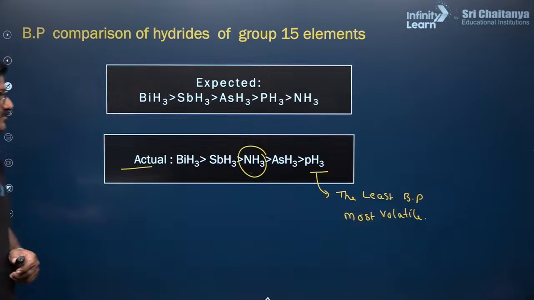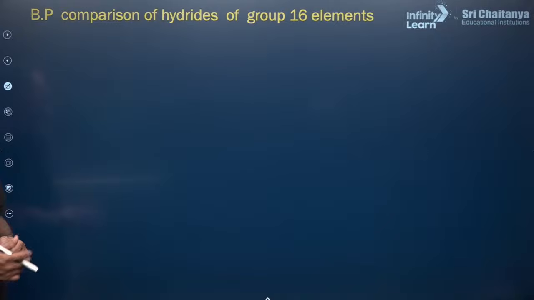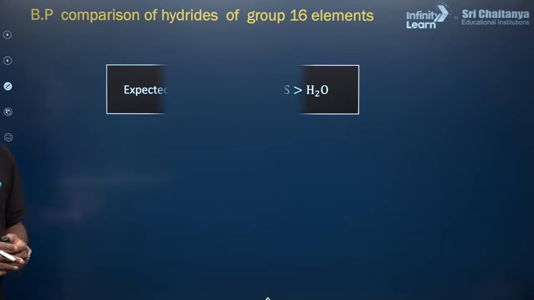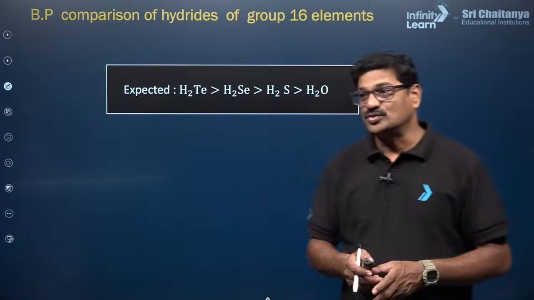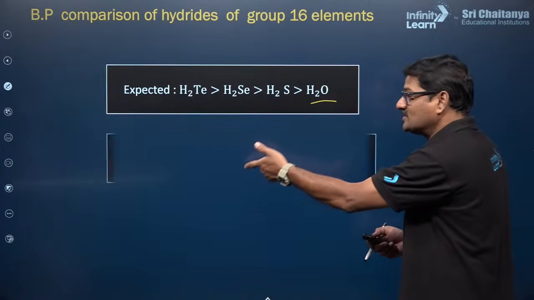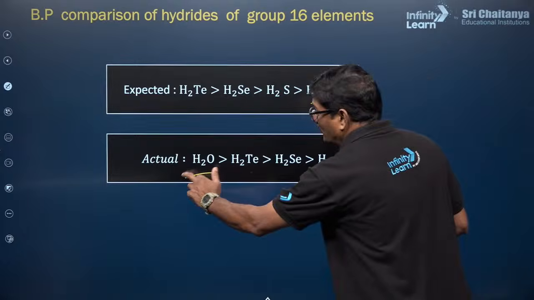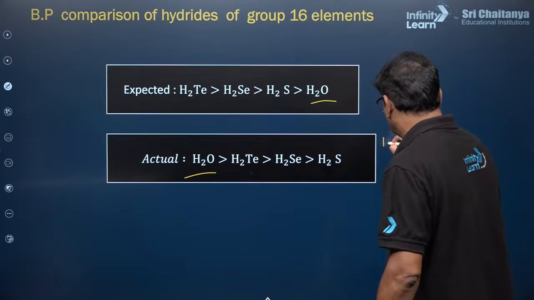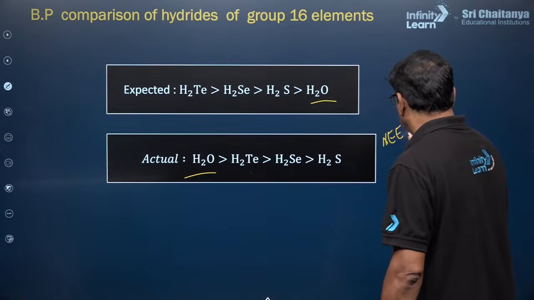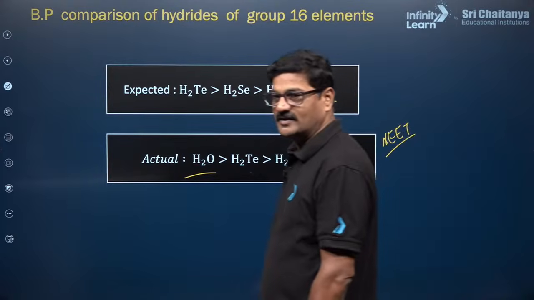Understand? And group 16 as well. The expected boiling points are this, but due to hydrogen bonding, the actual one is that water is highest due to intermolecular hydrogen bonding. So these are pointers that are very, very important for the NEET examination. Fine.